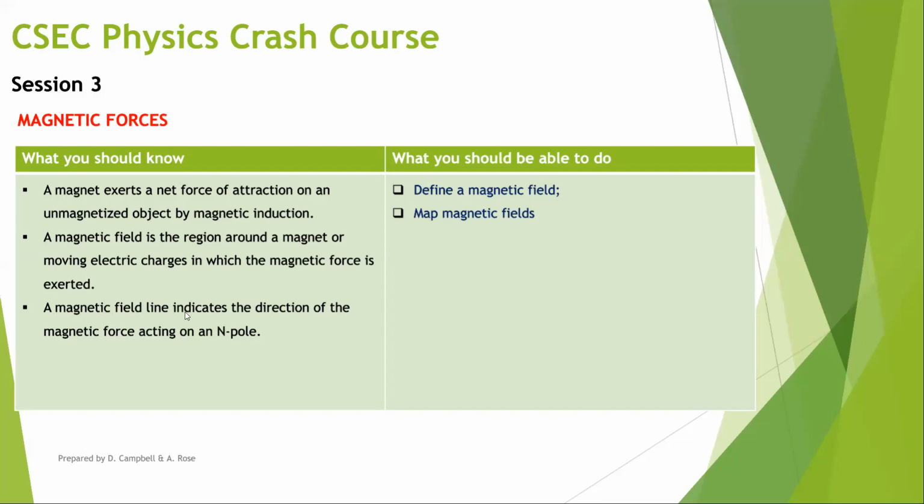A magnetic field line indicates the direction of the magnetic force acting on an N pole. So whenever you're drawing the magnetic field lines, or whenever you see them drawn, you are to always note that the arrows should point from N to S. Always from N to S.